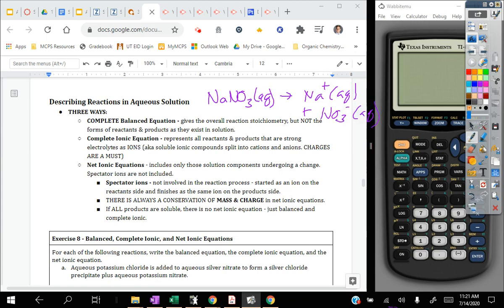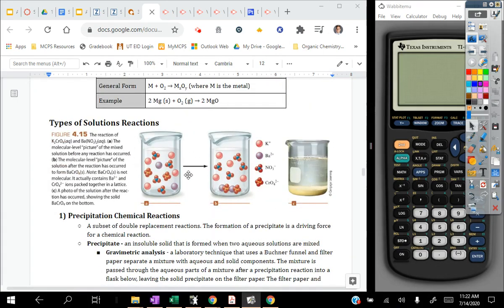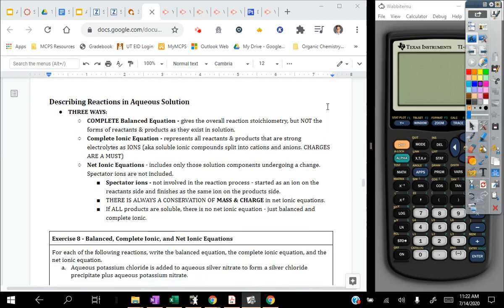And you've seen some diagrams previously that showed us that. So if I scroll back up, here we go. These particle diagrams, you can see some things are just floating around as ions in solution. You've got nitrate ions, you've got potassium ions. The barium and chromate ions have bonded together and don't remain aqueous in solution. But for the things that are soluble, they are free floating and dissolved in water. So we need a way to represent that.